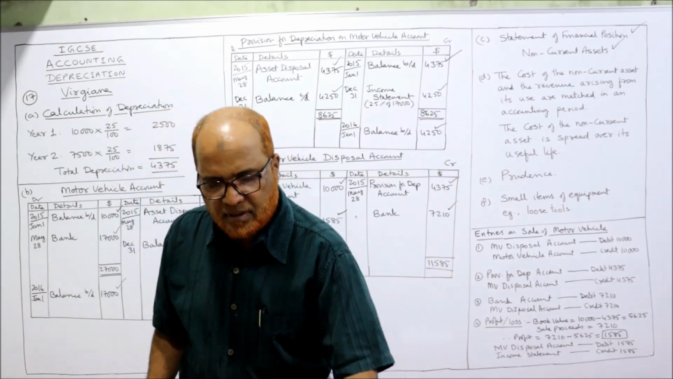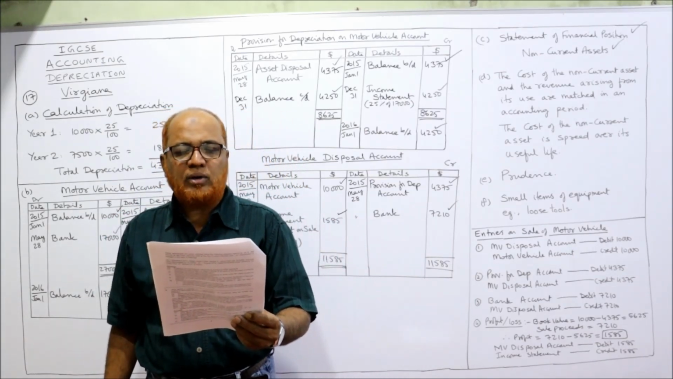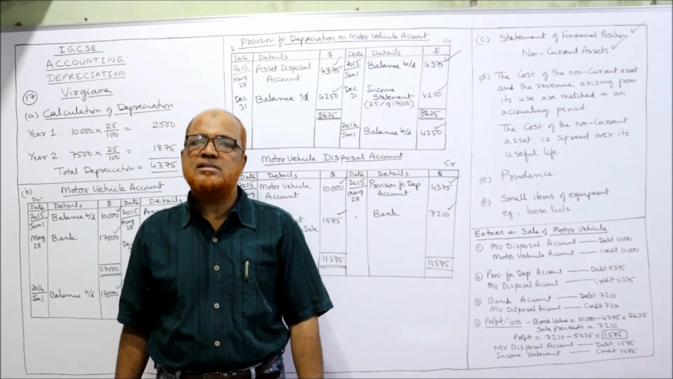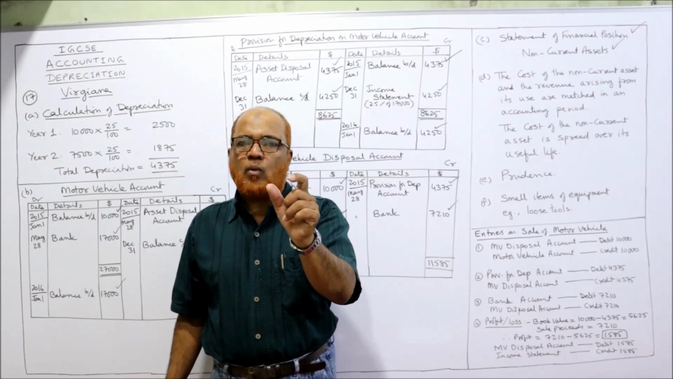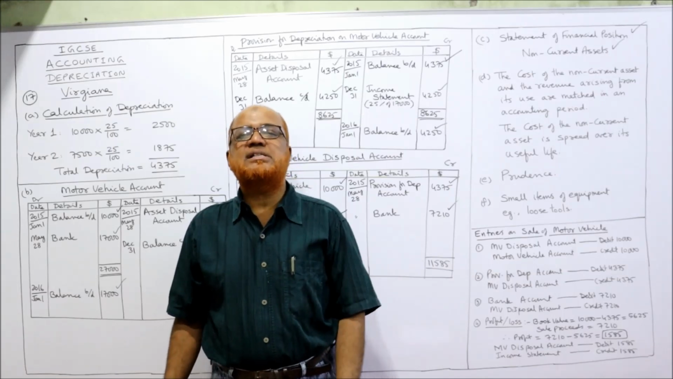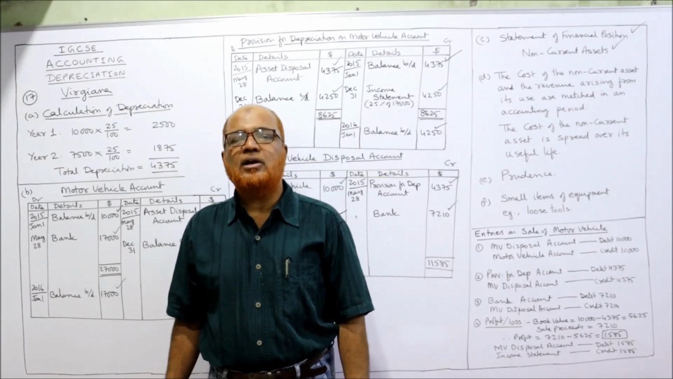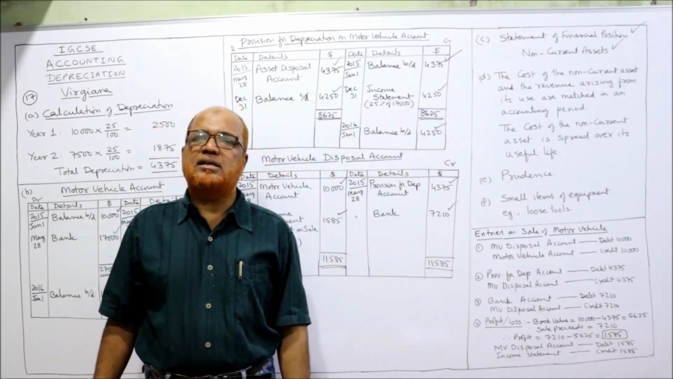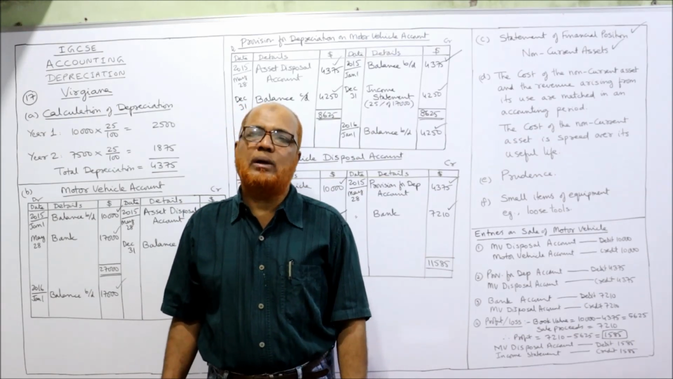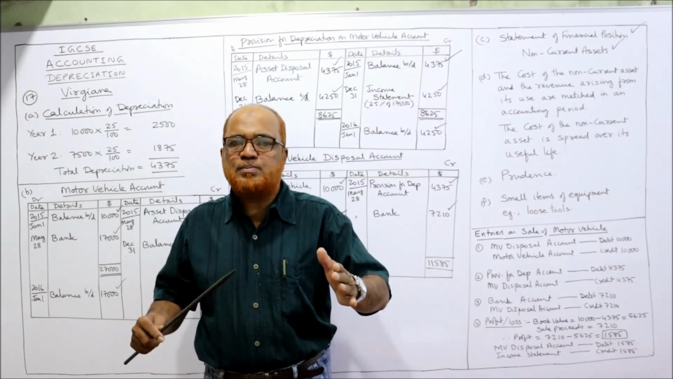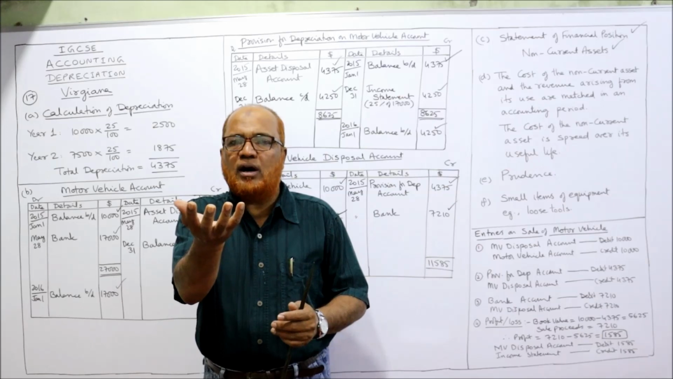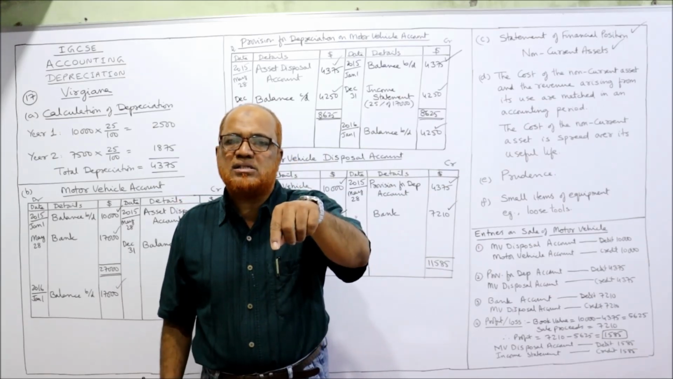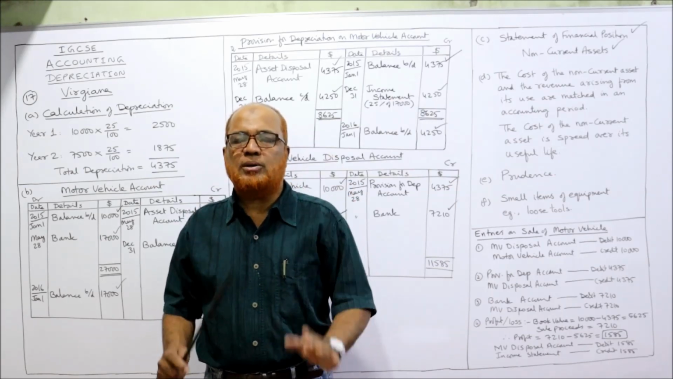Next, E point. Name one other accounting principle which is applied when depreciation is provided. See here, when depreciation is provided, two accounting principles are applied. The first accounting principle applied is the matching principle or accrual principle. According to this principle, whatever revenue is earned should be matched with the cost. So the cost of the non-current asset should be matched with the revenue, the matching principle.